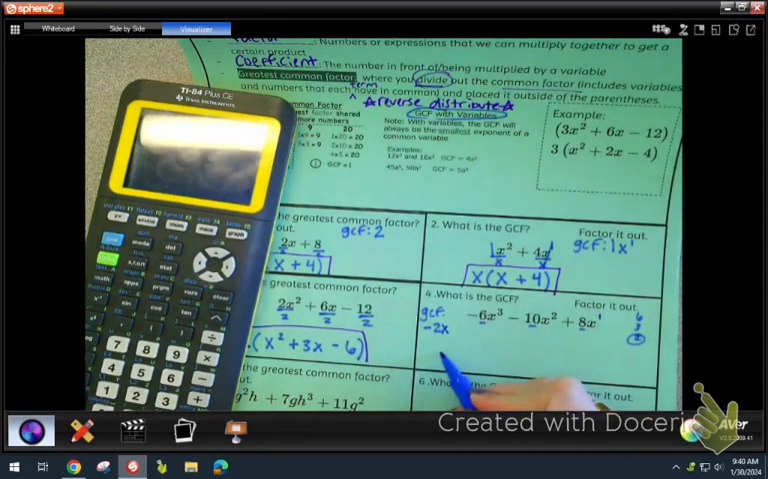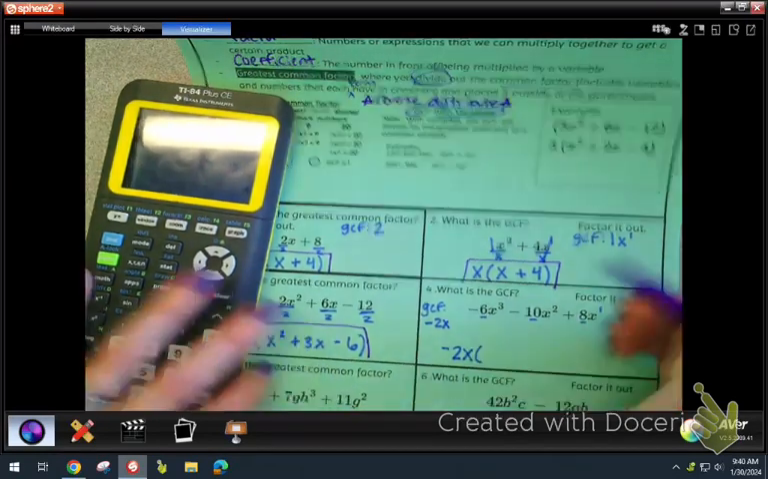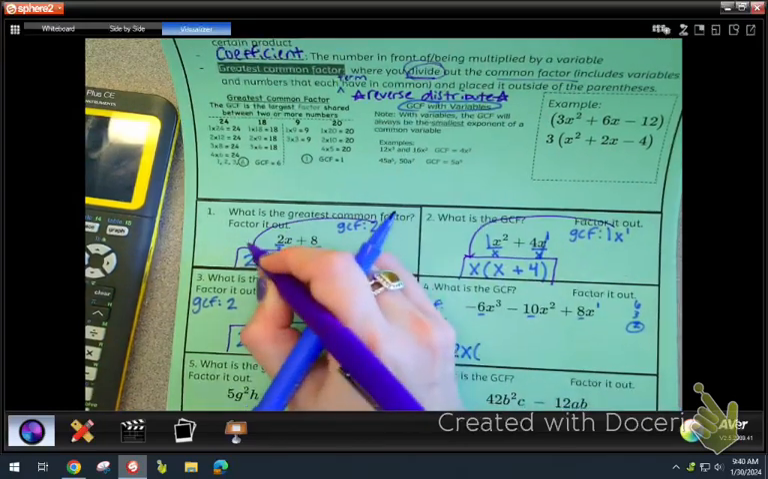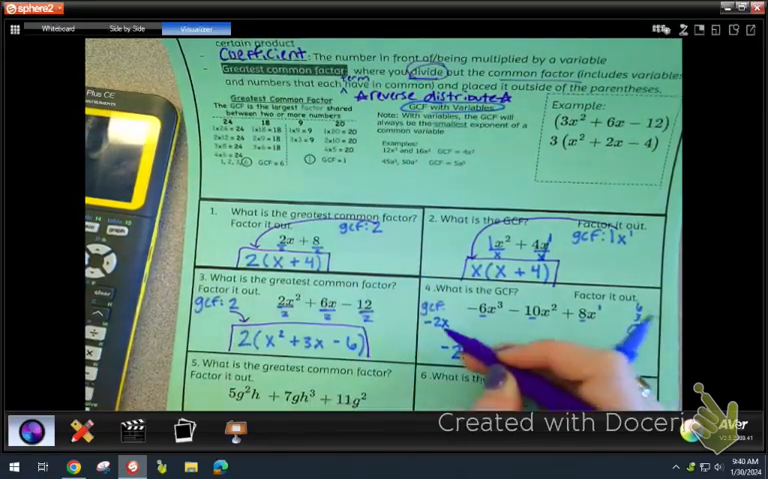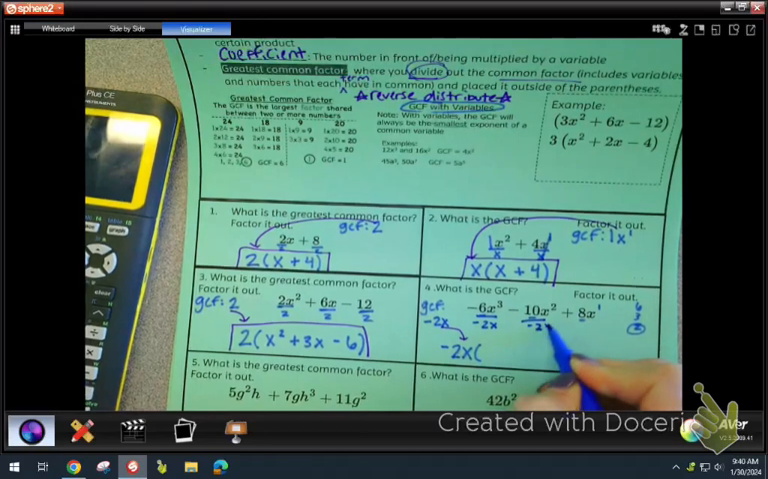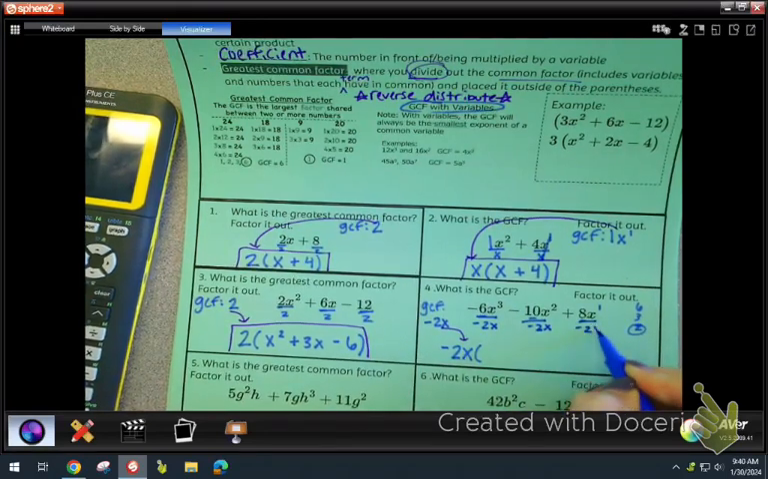So put your negative 2x GCF in the front. And don't forget, you have to put that GCF there. I'll draw an arrow for it on here so you can see. Your GCFs go in the front. And then we divide everything by that GCF. And again, it is a negative 2x.